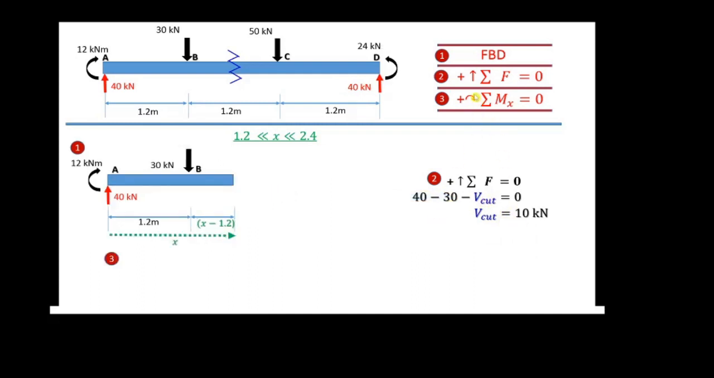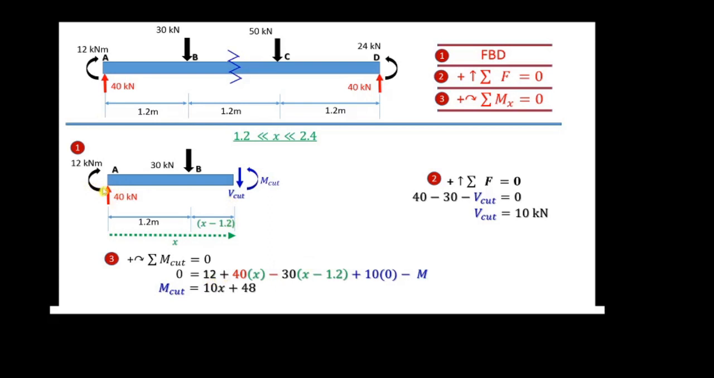The next step is a summation of M, summation of moment. We have how many moments here? 1, 2, 3, 4, 5. We have 5 values here. We go one by one. This one is a 12 kilonewton meter, and this one is 40 kilonewton multiplied with d, the distance from cut point to A, the x value. This one is 30 multiplied with the distance x minus 1.2.